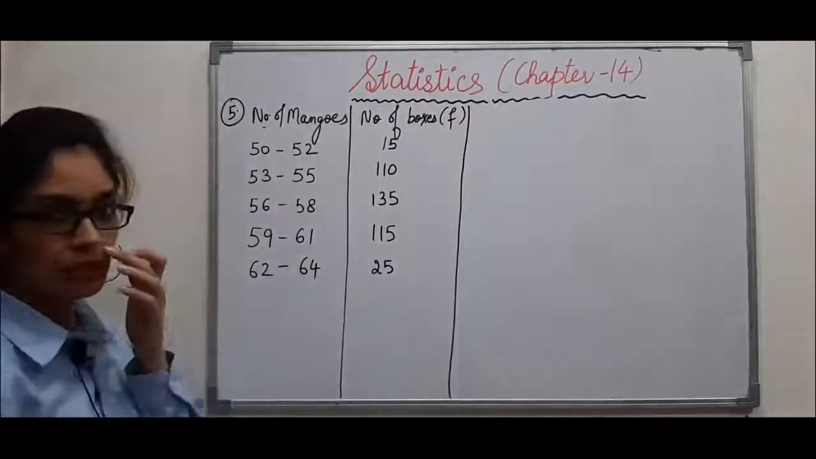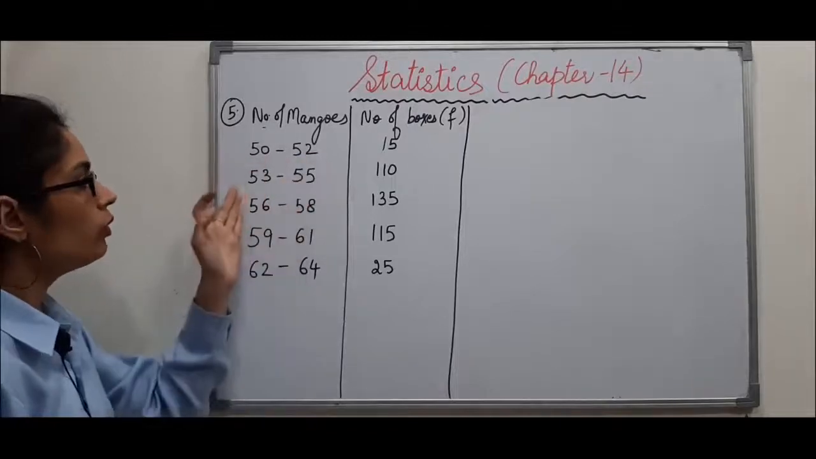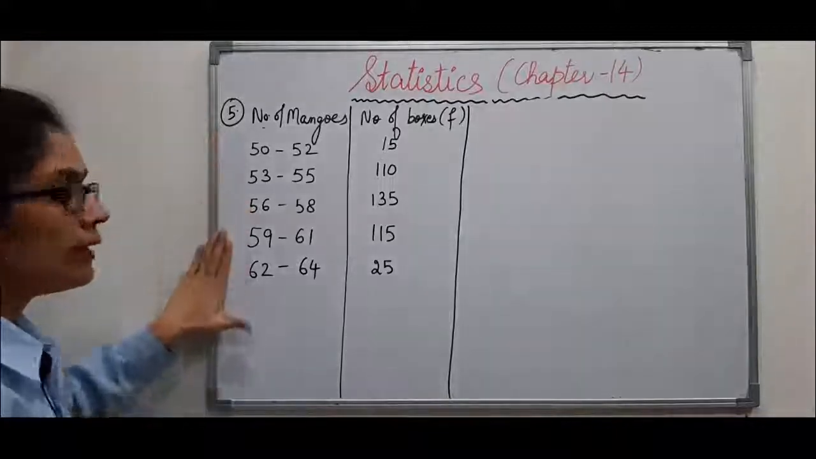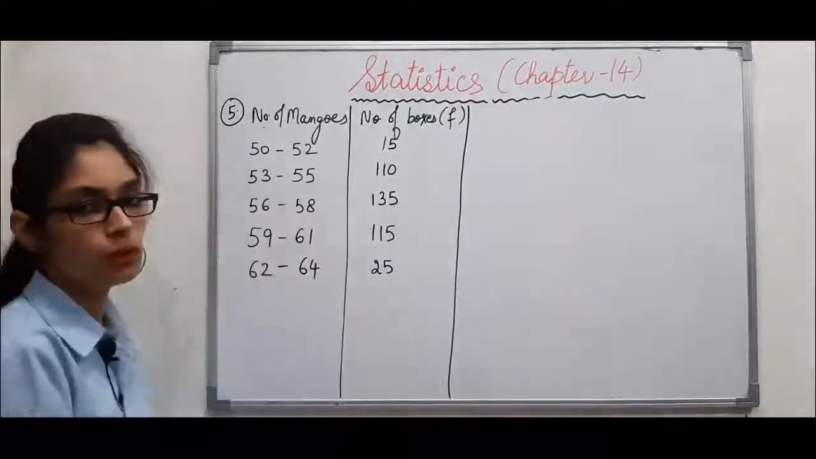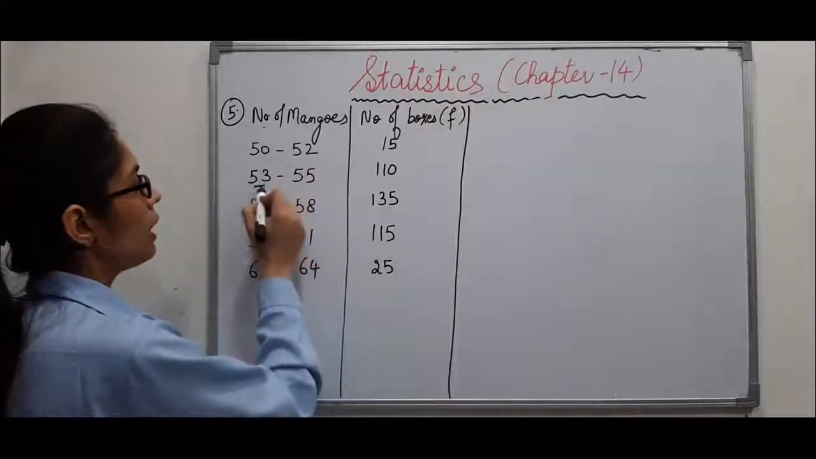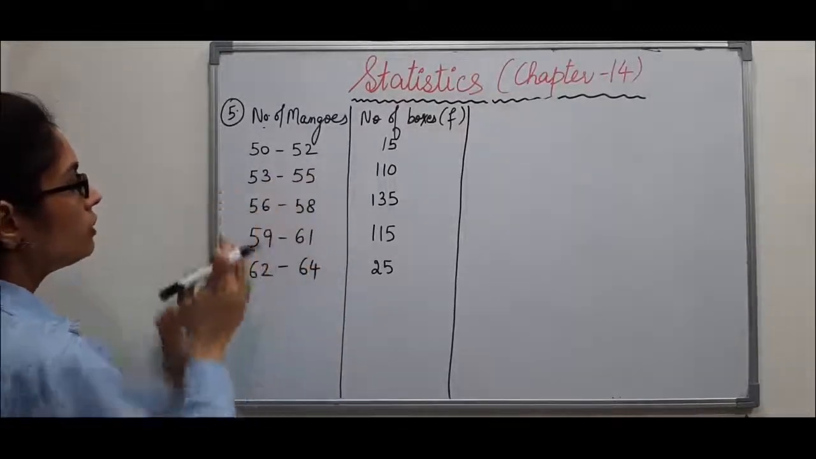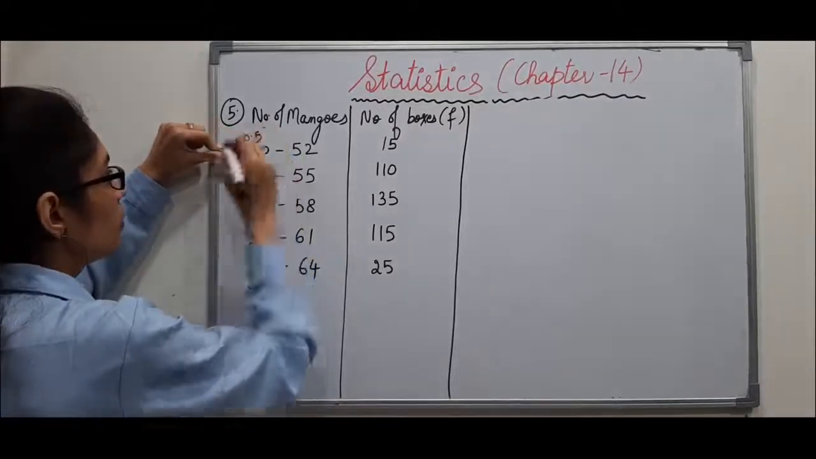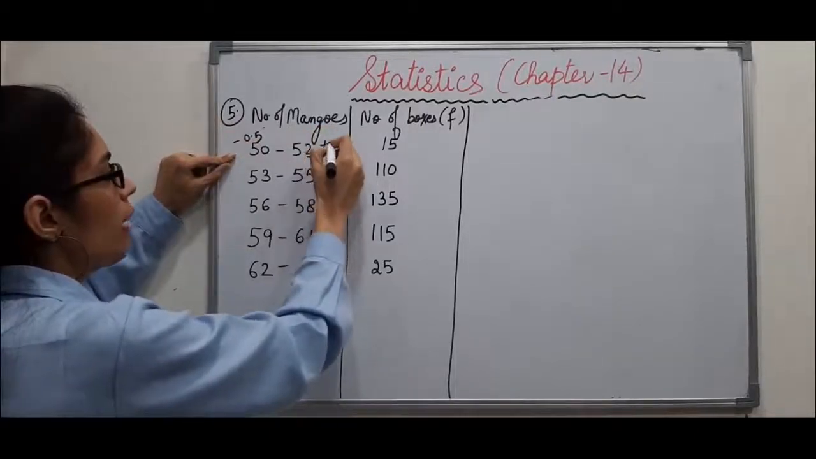But if you see this question, sometimes it will be like this. See, 50 to 52, 53 to 55. So the terms are not the same. So we have to make these terms the same. Maybe most of the time they will give you the same terms also. In that case, you don't have to make any difference. But in this case, where the terms are different, what you have to do is, in all of these first terms, you have to subtract 0.5. And in all of these terms, you have to add 0.5.